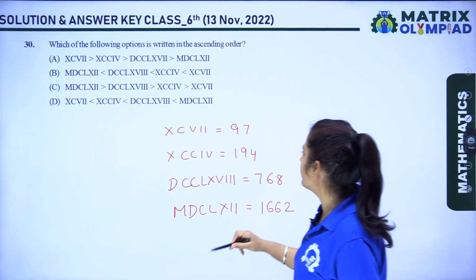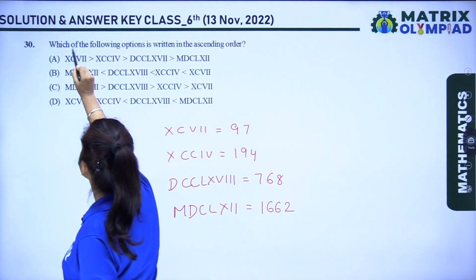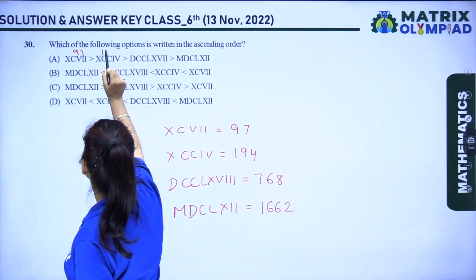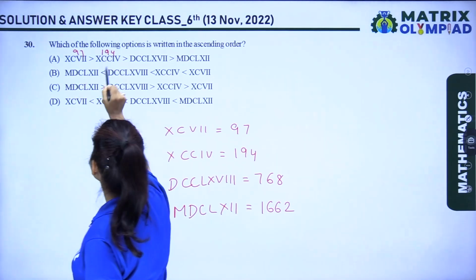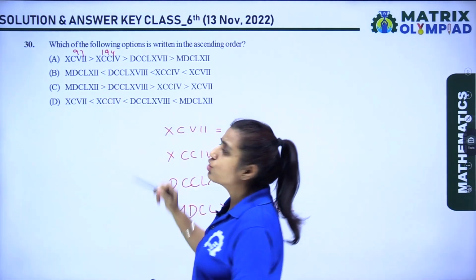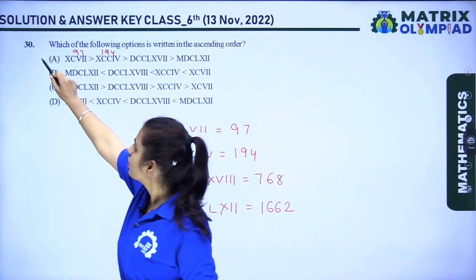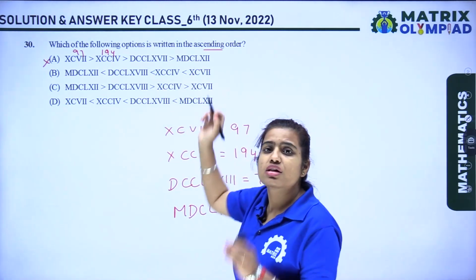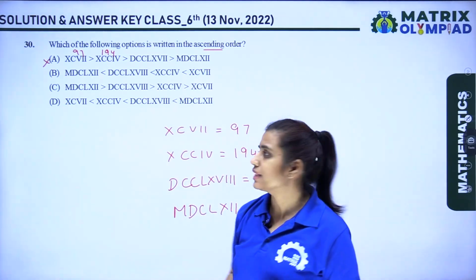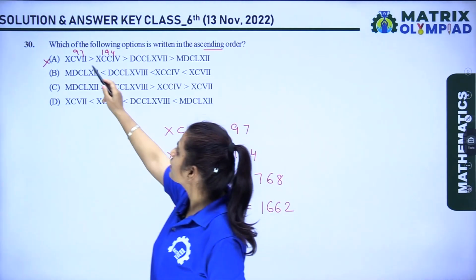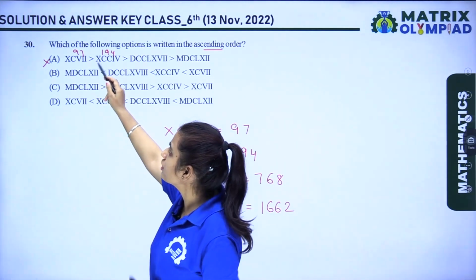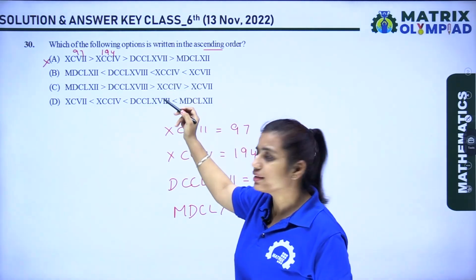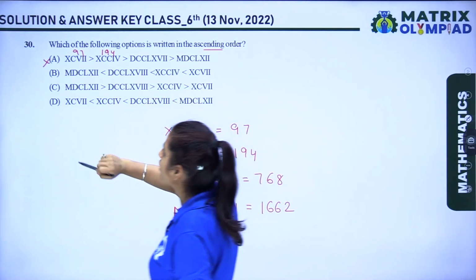First option is 97 is greater than 194. Is it the correct one? No. First option is not correct. We know that ascending order is smallest to biggest. Now the smallest number is 97. And here the arrangement is not in the correct sequence. So, first option is not correct.